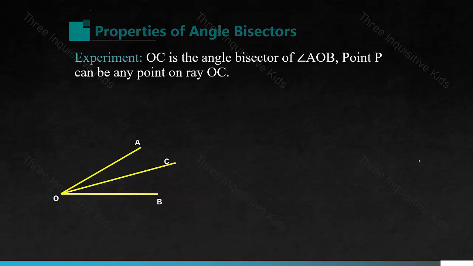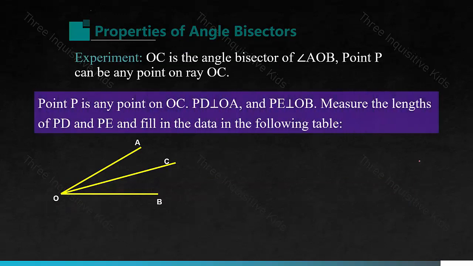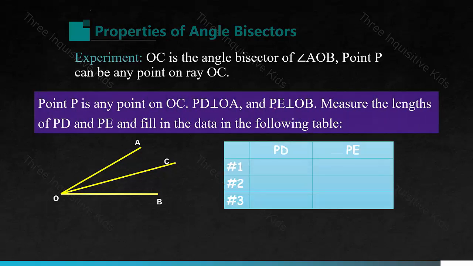Point P can be any point on ray OC. We know that PD is perpendicular to OA, and PE is perpendicular to OB. Measure the lengths of PD and PE and fill in the data in the following table. So we know that point P is any point on OC. You can choose a random point. Maybe the first point is here, second point is here, third point is here. And we know that no matter what, PD is perpendicular to OA, PE is perpendicular to OB.